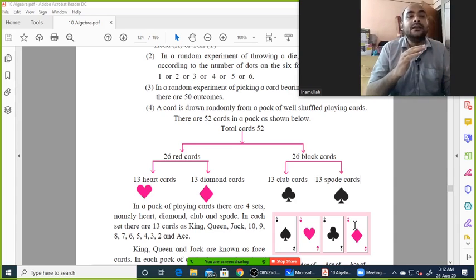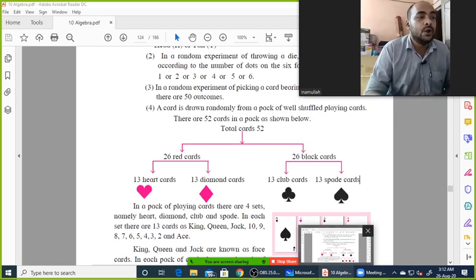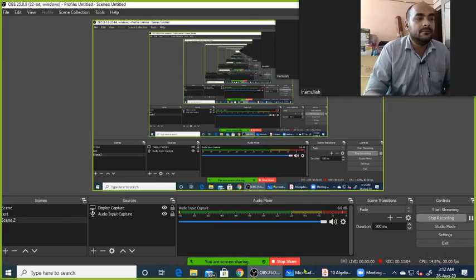In each set, you will get 3 picture cards. So this is all about a pack of 52 playing cards. Hope it is clear to everybody.